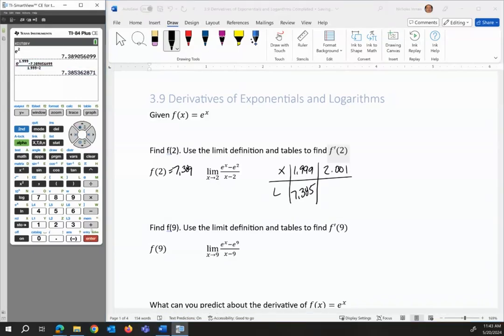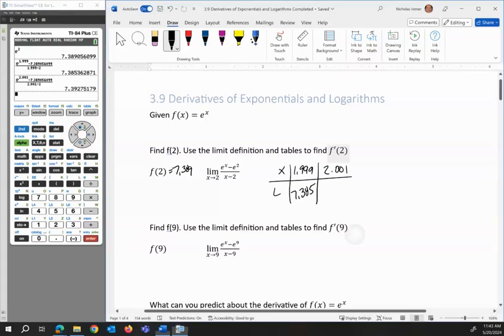If we repeat this with 2.001 instead of 1.999, we get 7.392. Well, hey, do you know what's right in between 7.385 and 7.392? Yep, you guessed it, 7.389. So the derivative of e to the x at 2 is e to the second.